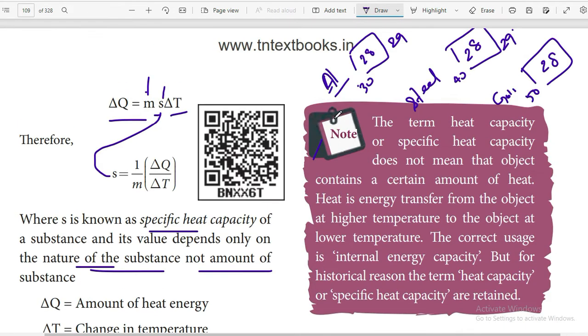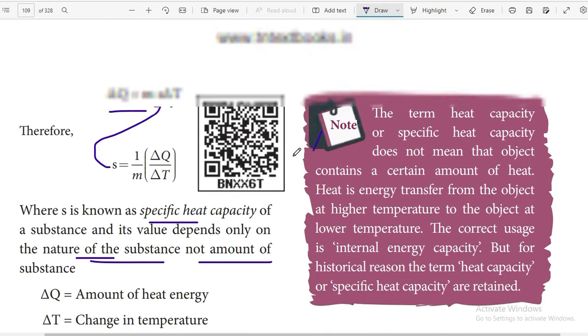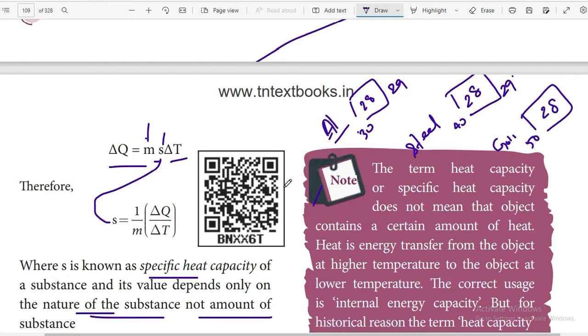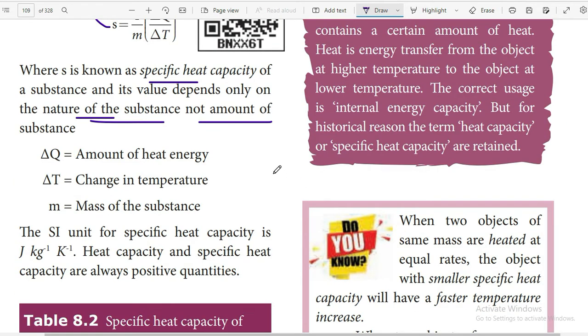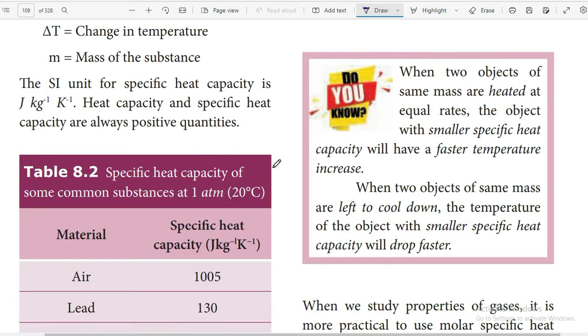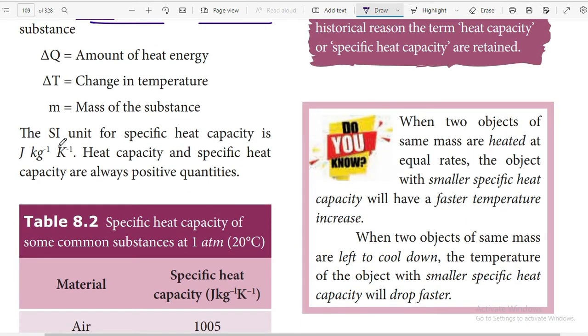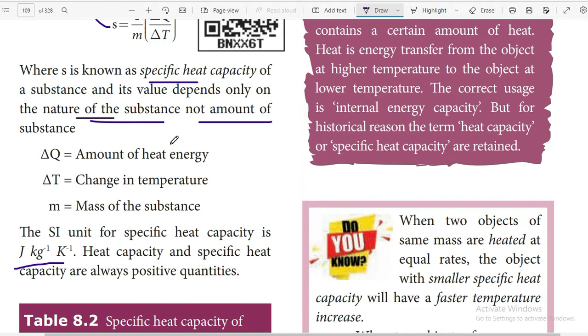If aluminium is 1 kg, steel is 2 kg and gold is 3 kg, it doesn't matter; it depends only upon the nature of the substance, that is, how densely a material is packed, etc. Now the SI unit of specific heat capacity is joule per kg per Kelvin, J kg^-1 K^-1.